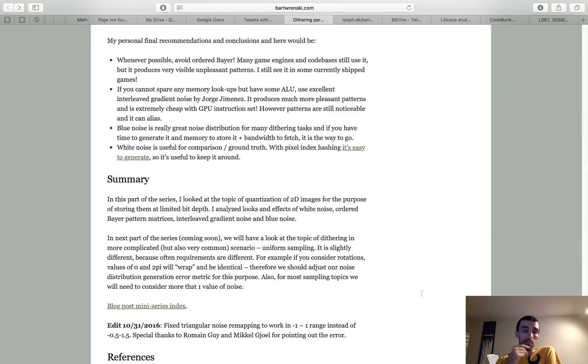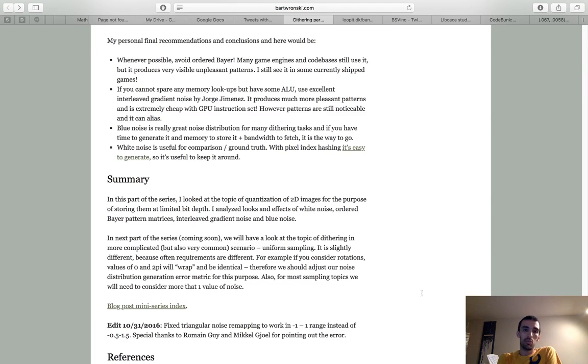And he could be wrong. Or he could be right. If you cannot spare any memory lookups, but have some ALU, use excellent interleaved gradient noise by Jorge Jimenez. That was the formula with the dot product in it. It produces much more pleasant patterns and is extremely cheap with the GPU instruction set. That's true. However, patterns are still noticeable and it can alias.